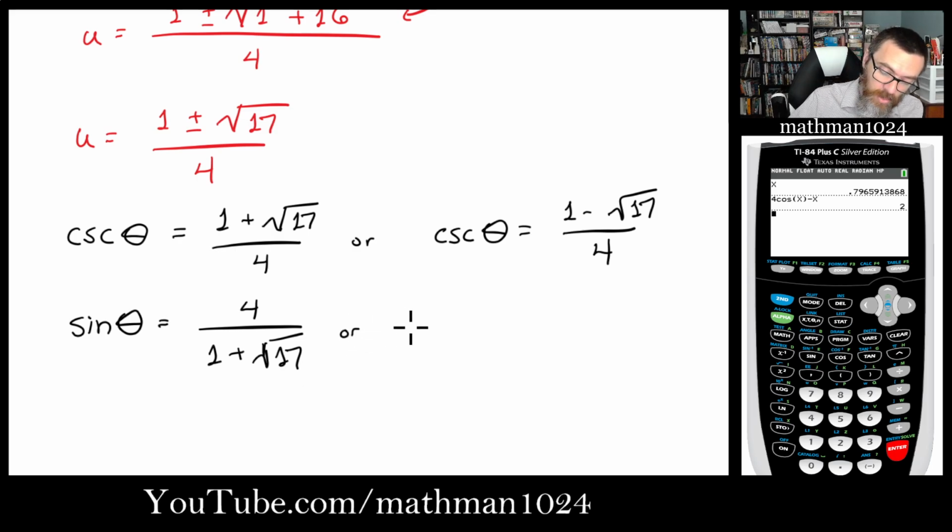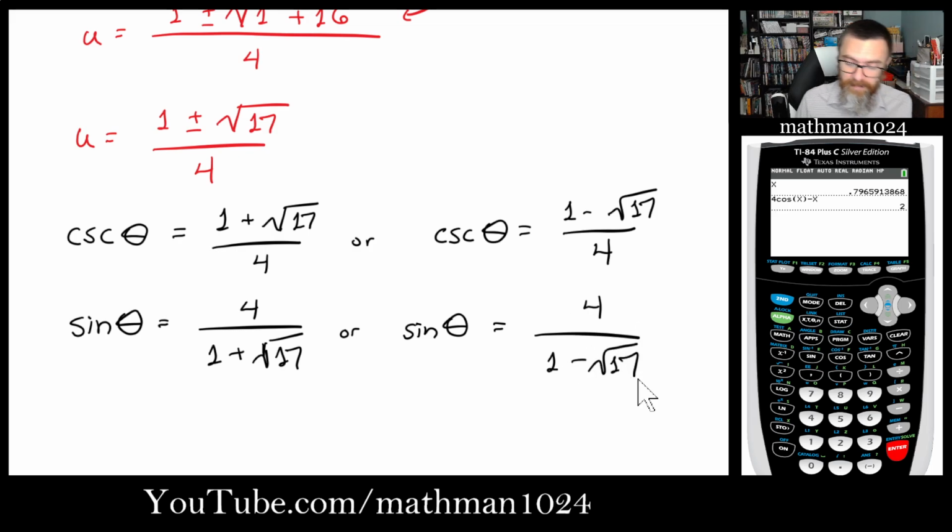So you have this, or over here, sine would equal, flip this fraction, 4 over 1 minus the square root of 17. All right, so let's see what we can do here. Again, keep in mind, we're looking from 0 to 2 pi.